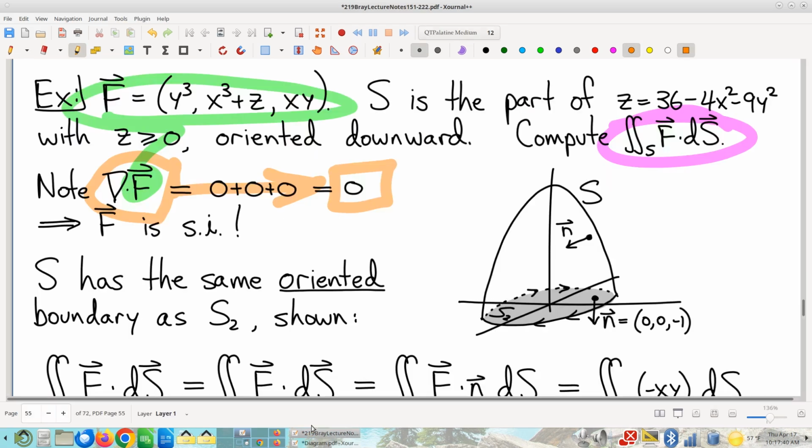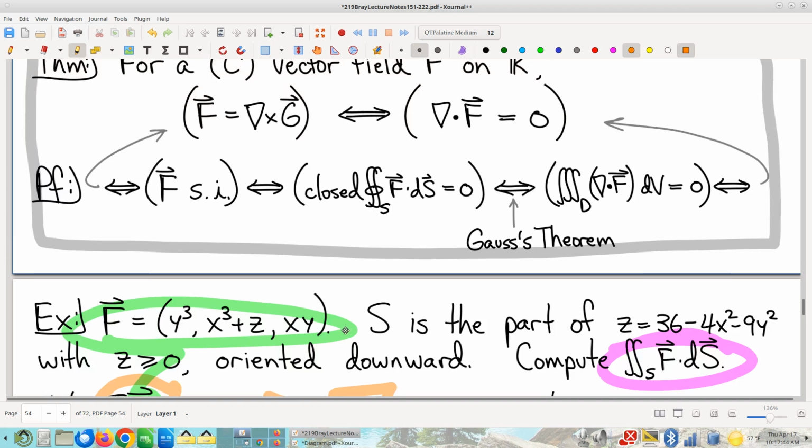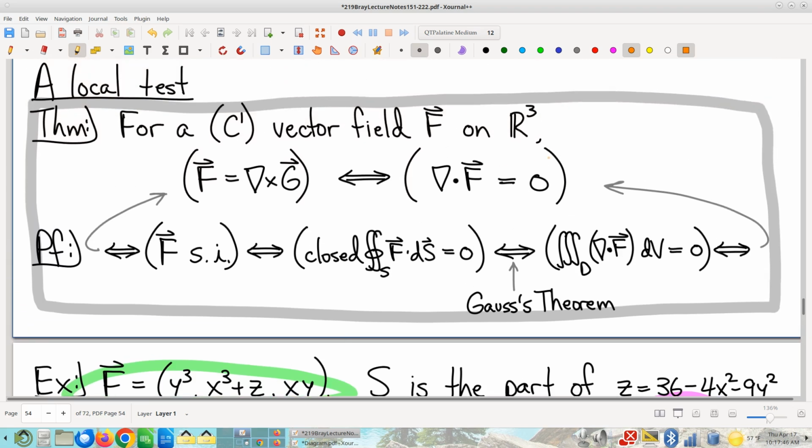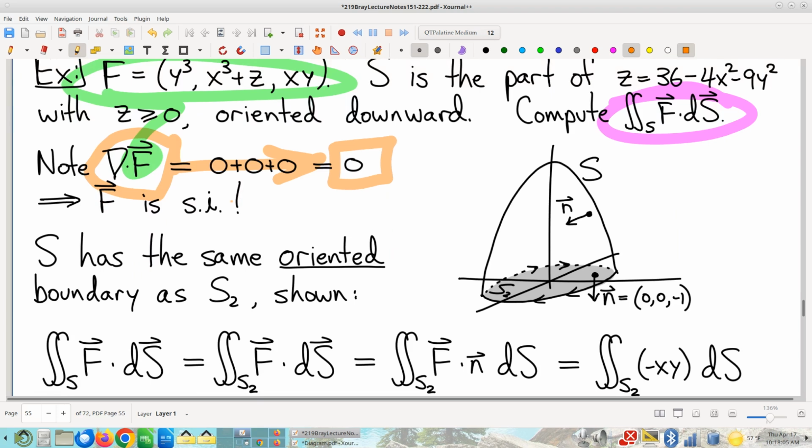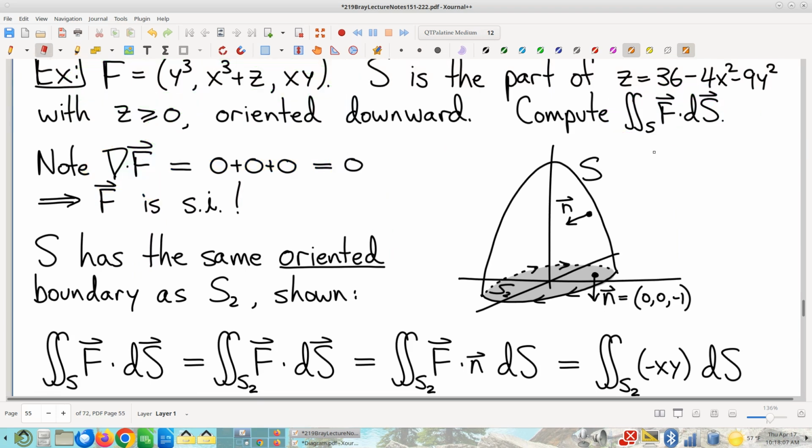The other thing, what is going to be useful here, here it is. We just computed the local test. We computed divergence. We got 0, and therefore we conclude our vector field has surface independence. How we doing? Everybody on board? Okay. Alrighty. Cool. Surface independent. Well, that's a tremendously useful piece of information, knowing that it's surface independent.